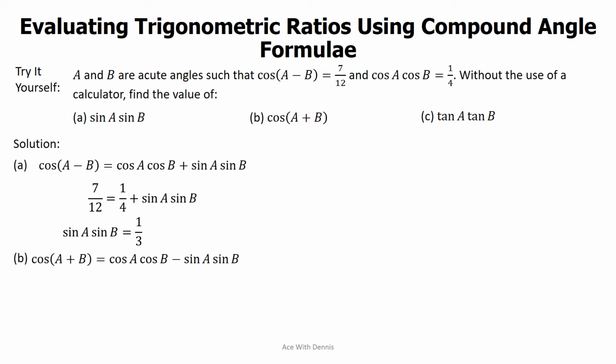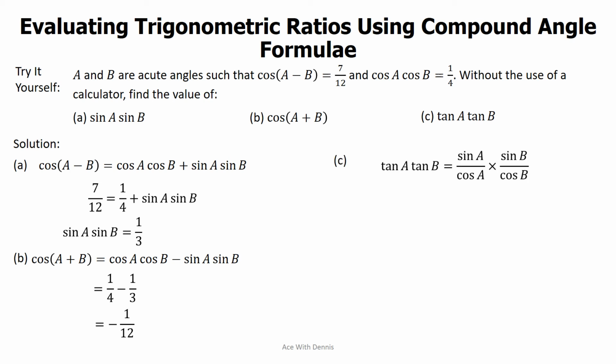For (b), cosine(A plus B) equals cosine A cosine B minus sine A sine B. We know cosine A cosine B is 1 over 4, sine A sine B is 1 over 3. So it will become 1 over 4 minus 1 over 3. The answer is negative 1 over 12.